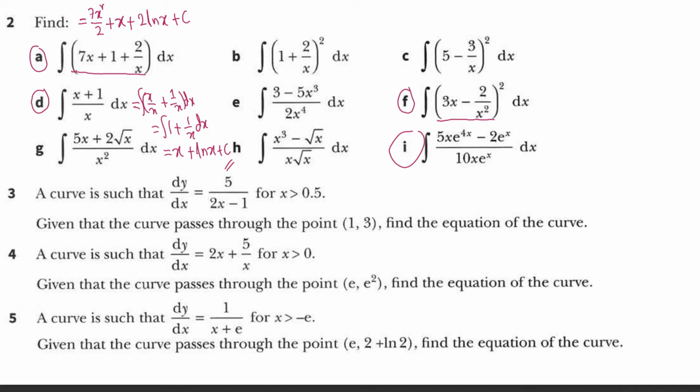Here 5x is written, so we can split it first. Let me split it: 5x e to the power 4x divided by 10x e to the power x, then minus 2 e to the power x divided by 10x e to the power x. Let me break it down first. We can cut out some of the things. 5 we can cut out, 2x and x we can cut out, so we can write it as half e to the power 3x, because 4x minus x is 3x.